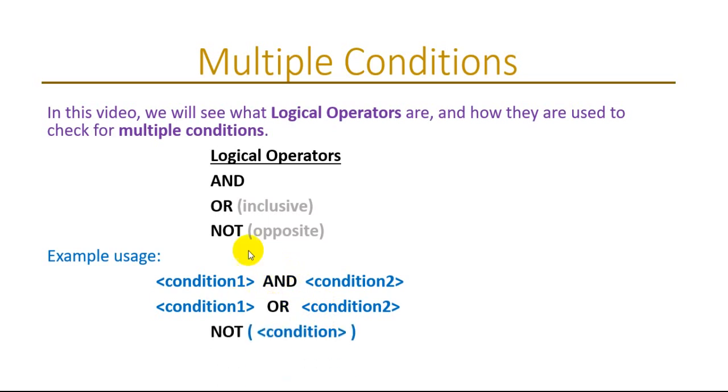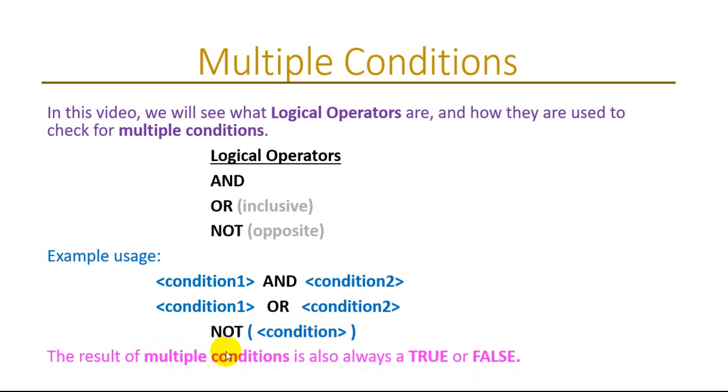The third one is NOT. As you can see, NOT is not joining two conditions. It's reversing one condition. What is a condition? A condition will have expression one, a relational operator, and expression two. And you know, the result of any condition is either true or false. So this is reversing that. For example, if the condition becomes true, this reverses that. So let's go to the next section and see them.